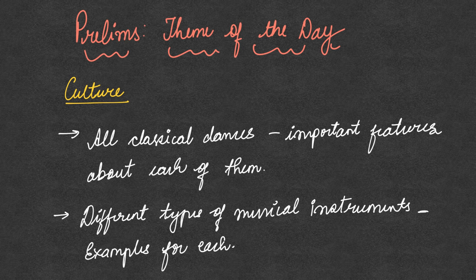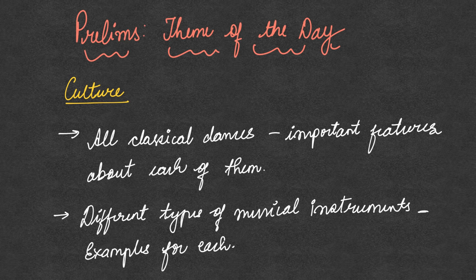And the second thing that we're going to do is the different types of musical instruments. So you have tat, vitat, vadya, percussion and all those instruments which you will have to make a list of, and for each of these you will have to give examples. So you may have a question that these are the instruments and they belong to some particular category, out of which one instrument may be belonging to a different category. So it's very important for us to know which of these instruments belong to which of these categories. So this is the prelims theme of the day.